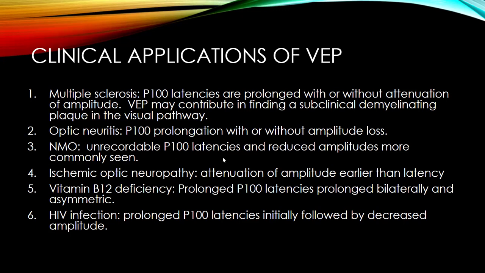In NMO, bilateral unrecordable P100 latencies and reduced amplitudes are more commonly seen. In one of the studies done in NMO patients, about 47.4% of the patients had bilateral unrecordable P100 latencies. In ischemic optic neuropathy, attenuation of amplitude is seen, and it is seen earlier than latency prolongation. B12 deficiency can show bilateral prolonged P100 latencies, and these are usually asymmetric. HIV infections are initially seen as prolonged P100 latencies, then followed by decreased amplitudes.